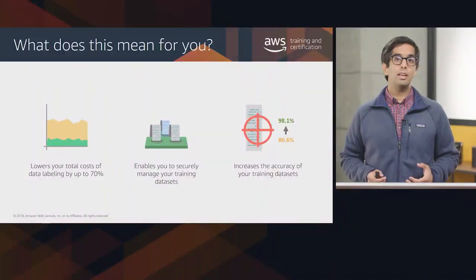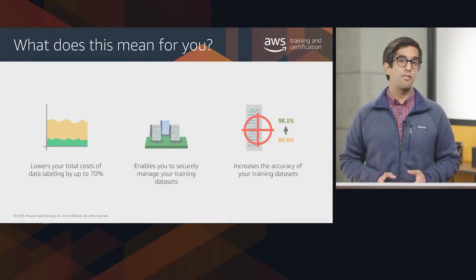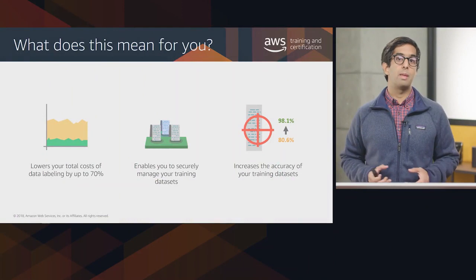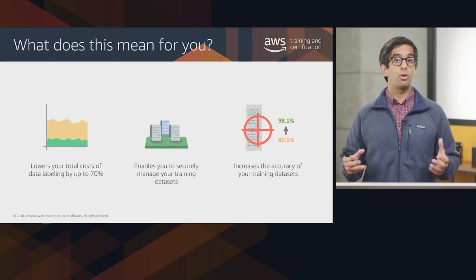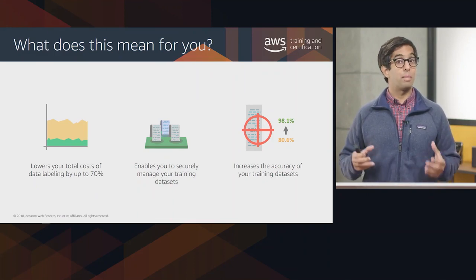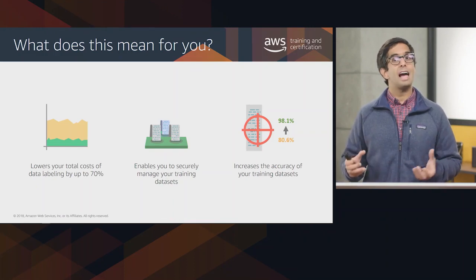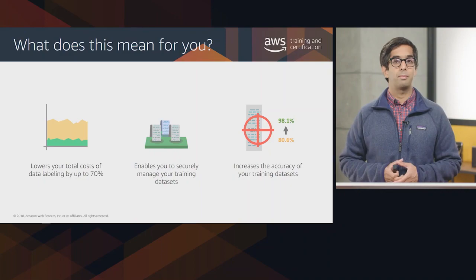Okay, so now let's take a step back and understand what all of this means for you. First and foremost, GroundTruth makes data labeling easy. It also helps you lower your total cost of data labeling by up to 70%. GroundTruth enables you to securely manage your data sets, and it can help you increase the accuracy of your labeled data. Now let's take a look at GroundTruth in action to get a better feel for these features.